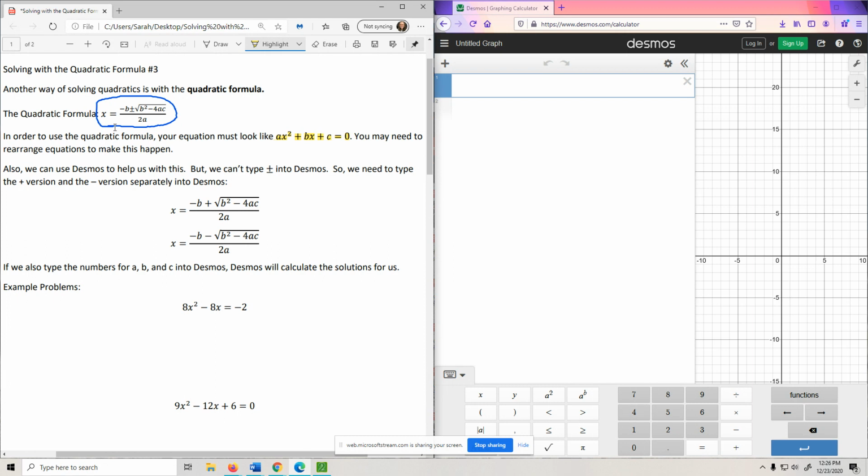in your original equation. In order to know what a, b, and c are, you need to have your equation written in this format that I just highlighted, just like we've talked about before. You may need to rearrange your equation in order to make that happen.